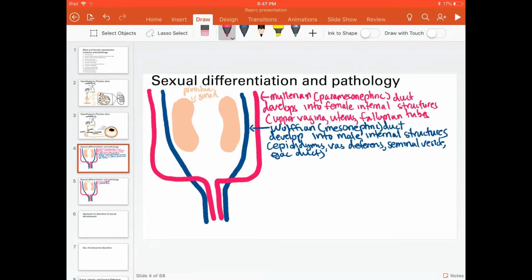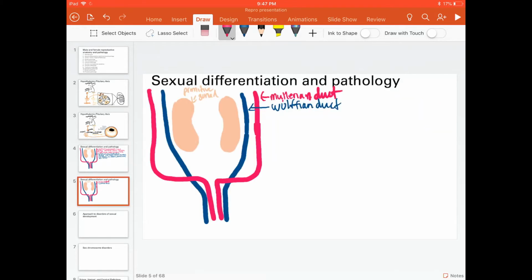Now, the question is, how does this happen? How does this decide whether to become an ovary or a testes? And I, being a male, only have these male structures. Why don't I have both of these structures, since I started out with the Mullerian duct as well as the Wolffian duct? So what happens is that the default pathway here is the pathway of the female.